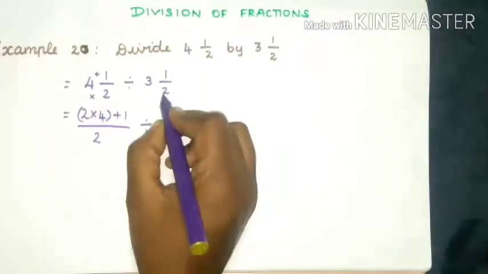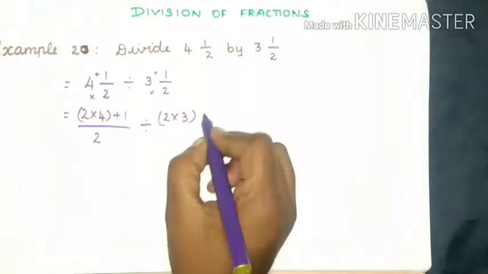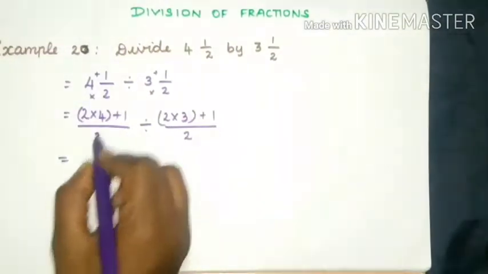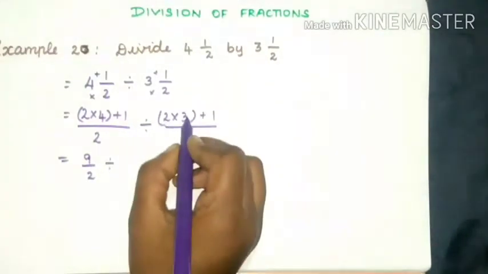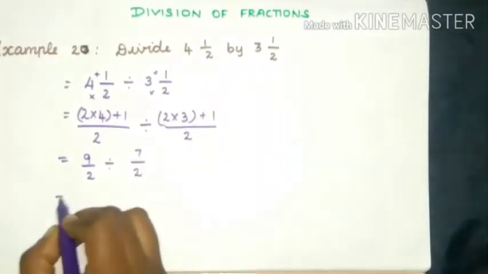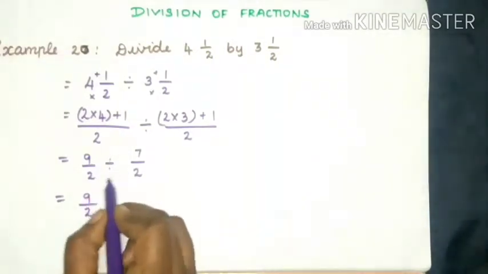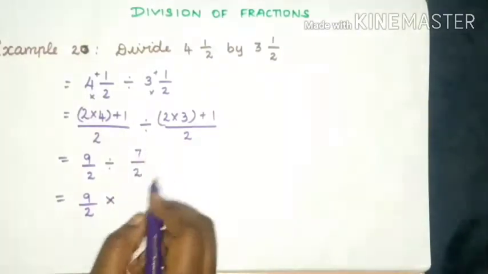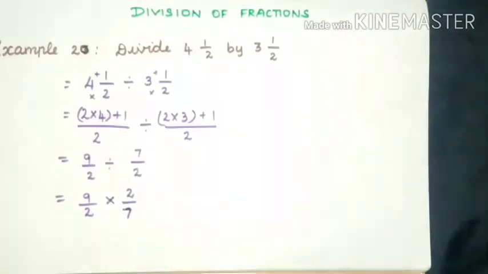And then 2 into 3 plus 1 divided by 2. 2 fours are 8, 8 plus 1 is 9 by 2, divided by 2 threes are 6, 6 plus 1 is 7 by 2. As you already know, for division you have to change the division symbol into a multiplication symbol. Then you have to change the second fraction into its reciprocal. 7 by 2 means 2 by 7.